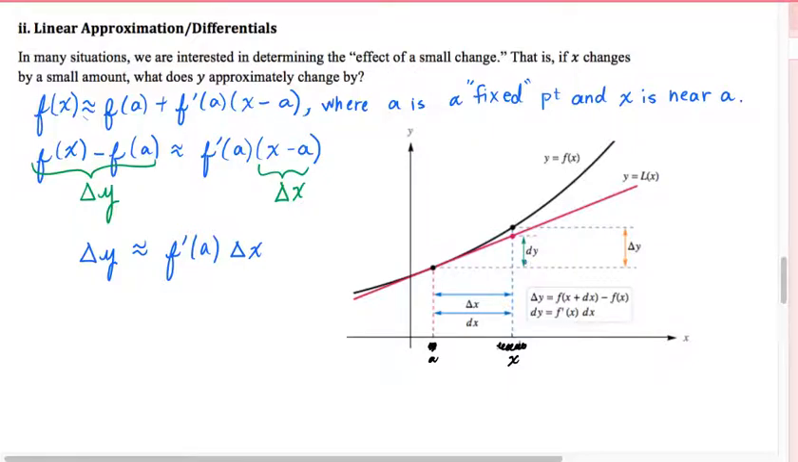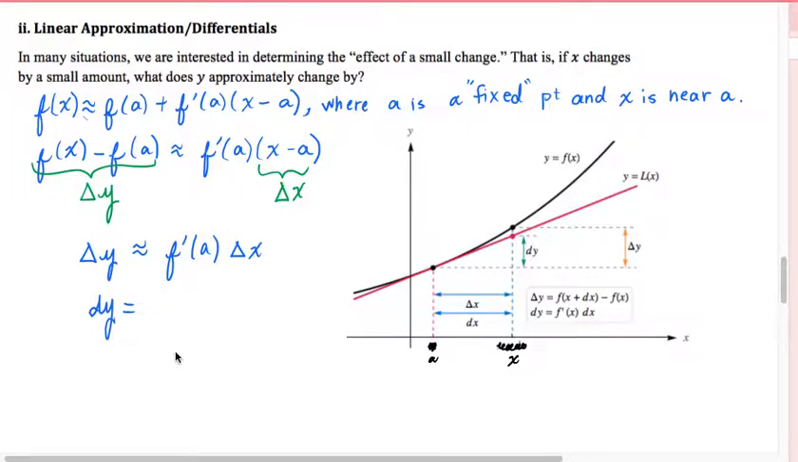Dy being the difference between f of a and f of x on the tangent line at a. So dy is defined to be right here. Dy is the actual change between the two y values, at least on the tangent line. So dy is defined as the derivative, the slope of the tangent line, times the change in the x values, which you can call dx or delta x, it doesn't matter.